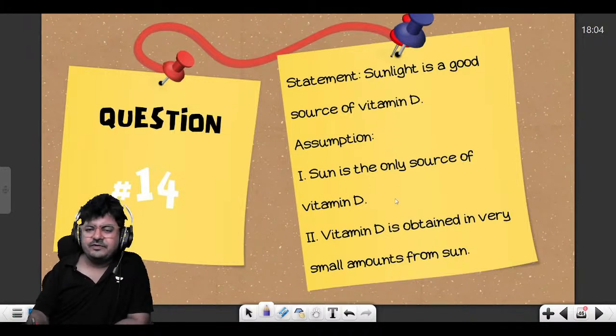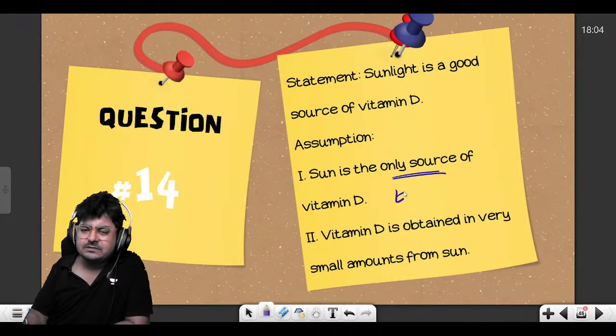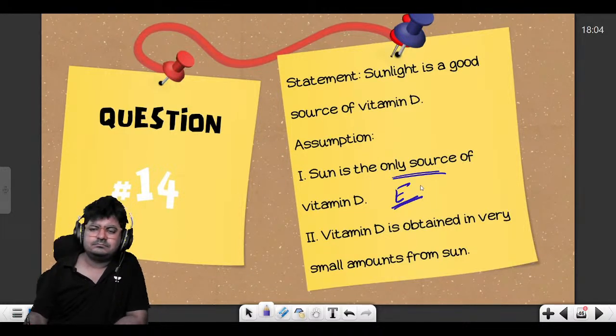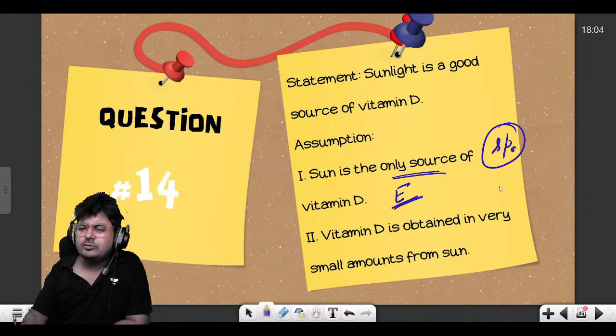Sun is the only source of vitamin D. Only. Again, they are being specific. How can they be specific? नहीं बन सकते भाई. They can't be. They are not allowed to be specific.